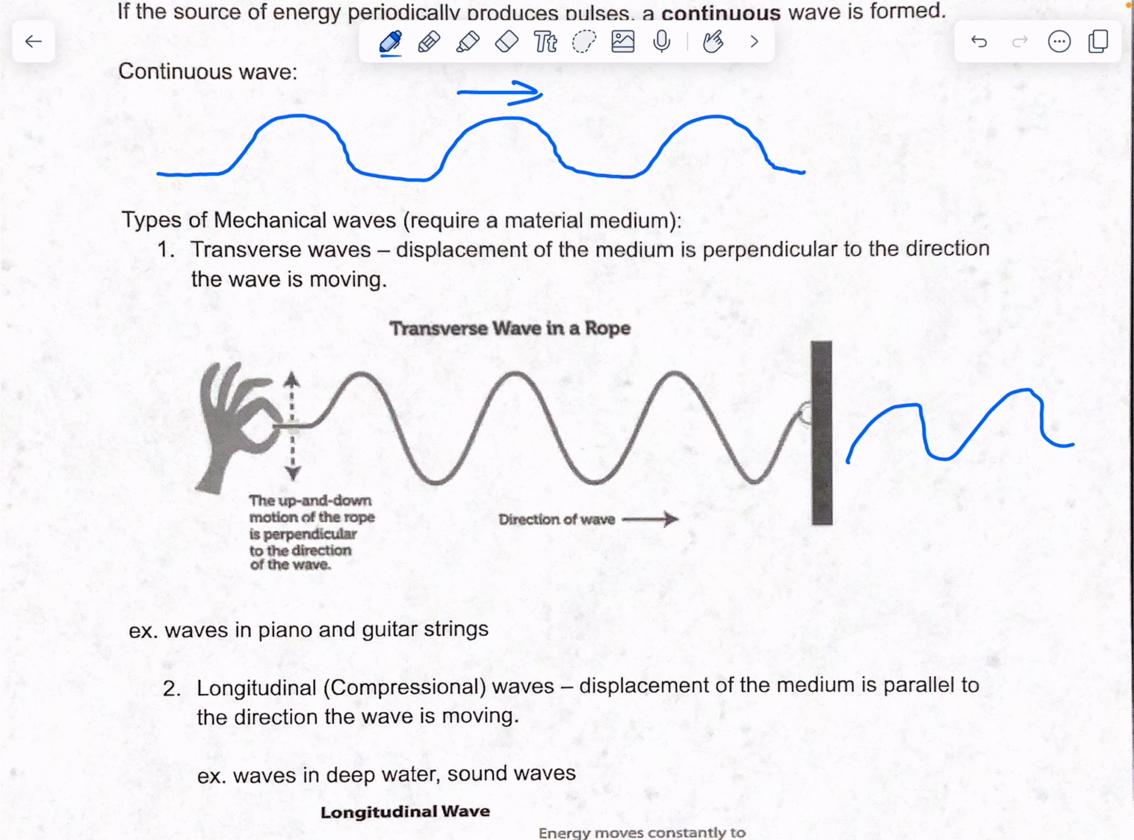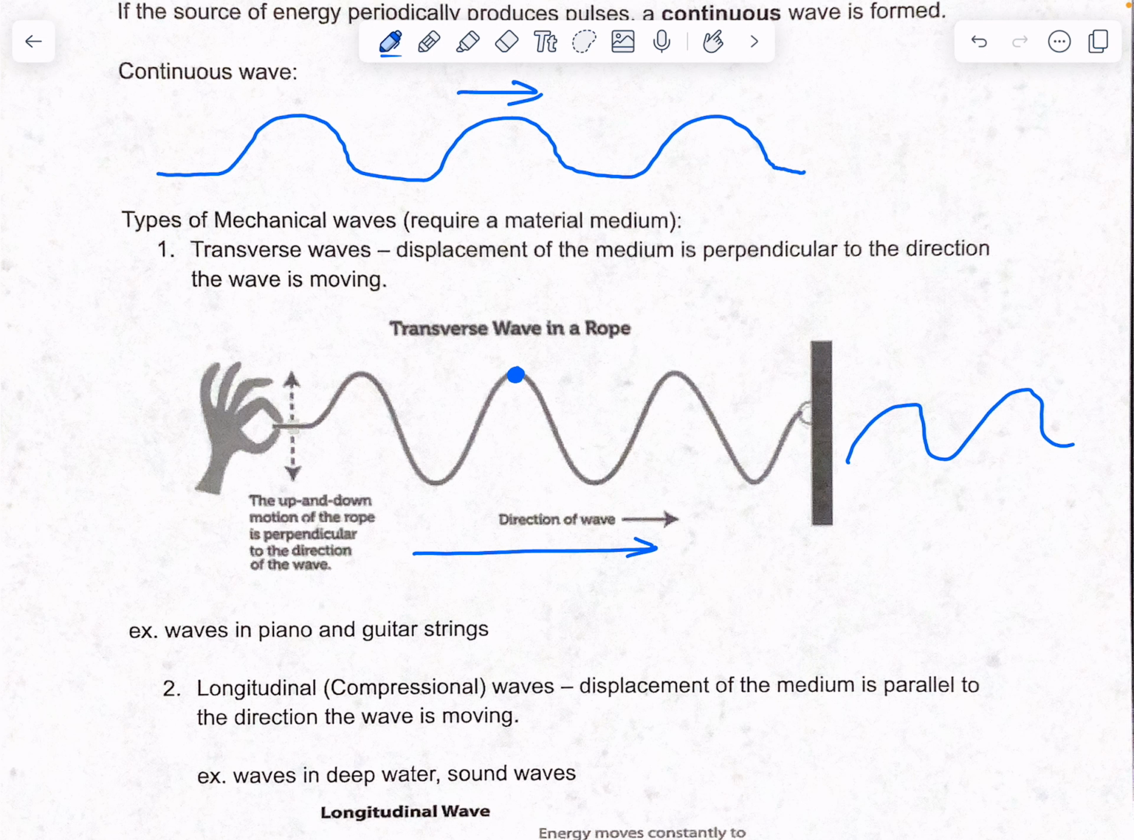So I think we can agree that if you're holding this rope and sending pulses down, the direction of the wave is heading towards the wall. Okay, so that would be your direction right there. Now, if I had a little object attached to that string, and I asked you, what is that object going to do as the wave moves across it?